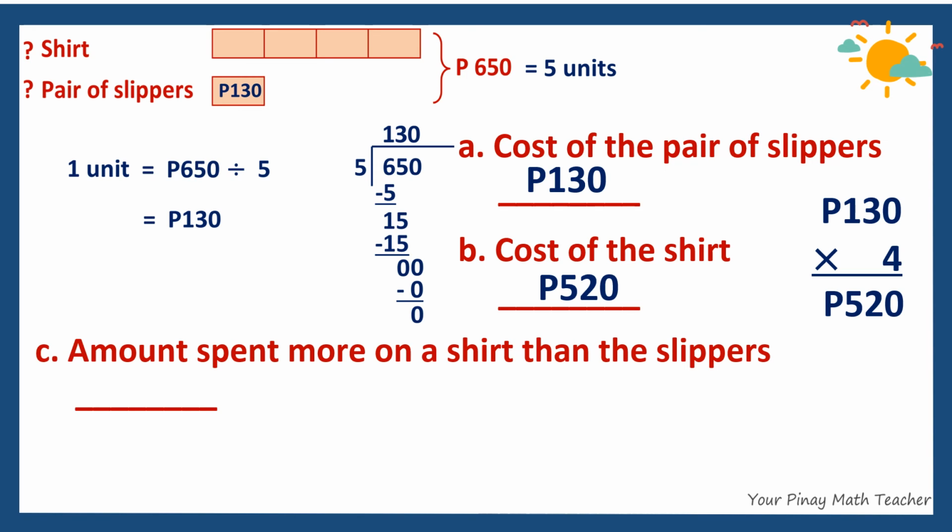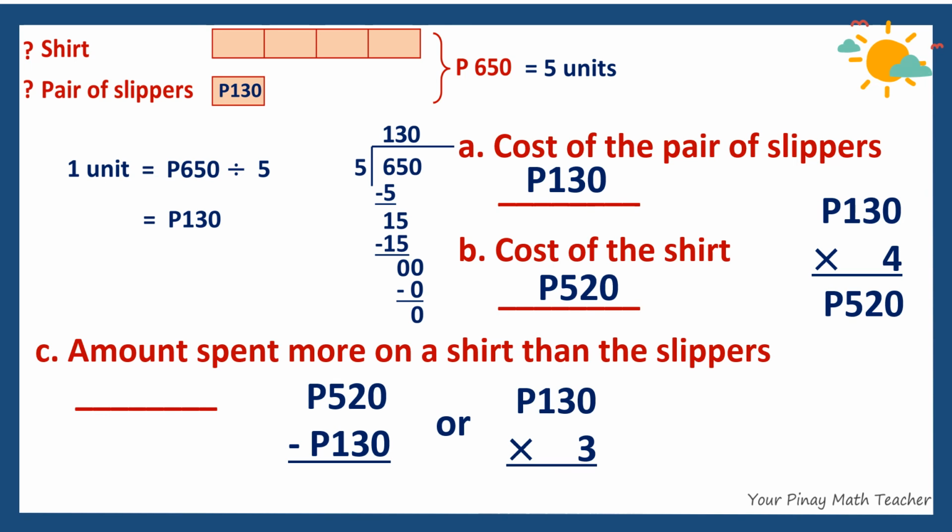And for the amount spent more on a shirt than the slippers, there are 2 ways to do it. You can subtract 520 pesos, the amount of the shirt, by the amount of the pair of slippers, which is 130 pesos. Or you can simply multiply 130 pesos by 3 since there are 3 more blocks for the shirt. So the answer is 390 pesos more.